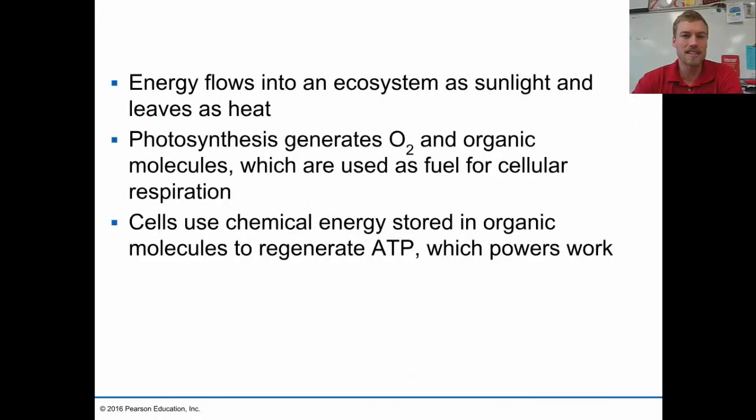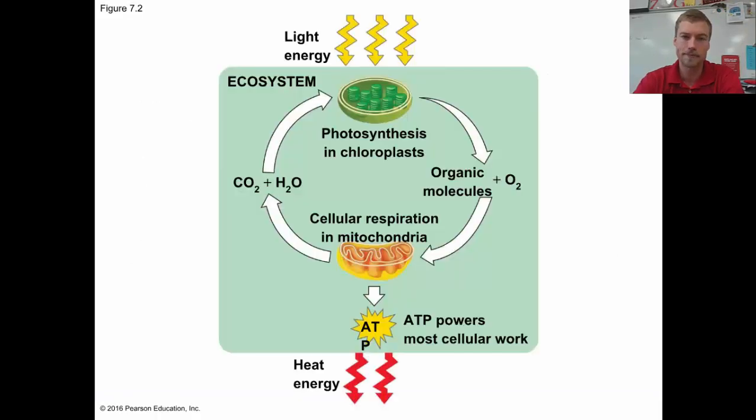Remember that energy flows into ecosystems as sunlight. Most ecosystems, at least, there are a few that get energy different ways, but we're going to be talking about the majority of ecosystems, and then it is going to leave as heat. The process of photosynthesis, which we'll learn about next, generates oxygen and organic molecules, which are then used as fuel for cell respiration. Cells then use that chemical energy that is stored in organic molecules to regenerate ATP, which powers work. So ATP is actually used for organisms to be able to make work happen, to be able to do things. We're going to talk about the structure of ATP and how that happens during this video.